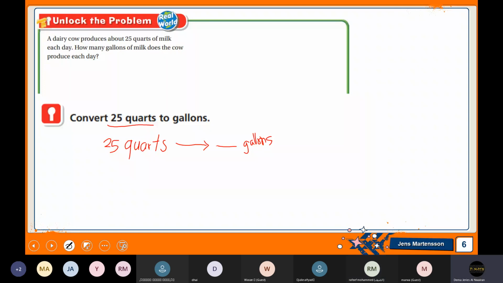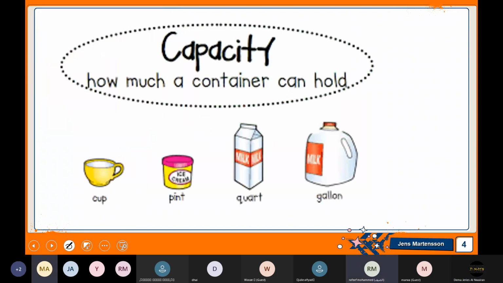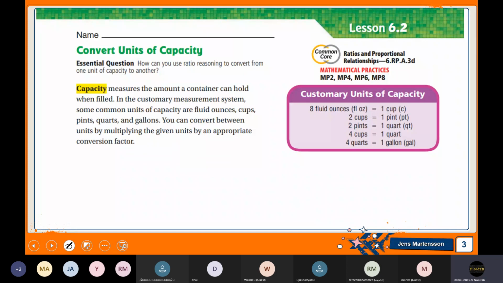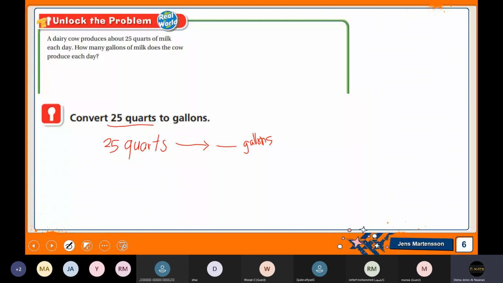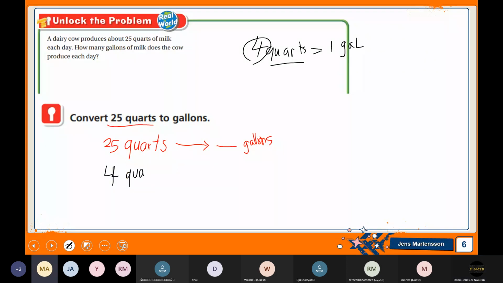What is the conversion factor here? 4 quarts equal 1 gallon. I want quarts and gallons, so 4 quarts equal 1 gallon. Under the quarts, you write 4. And under the gallons, you write 1 gallon. And here the unknown, you write x.